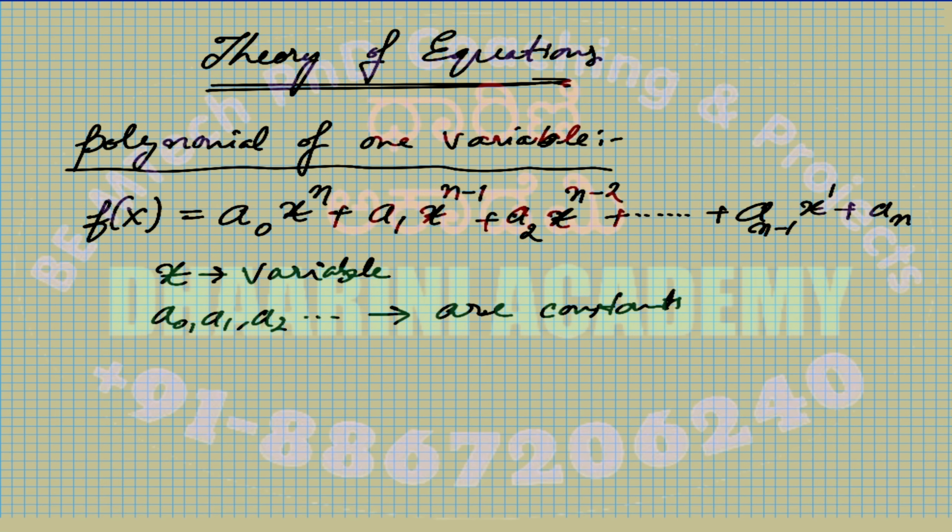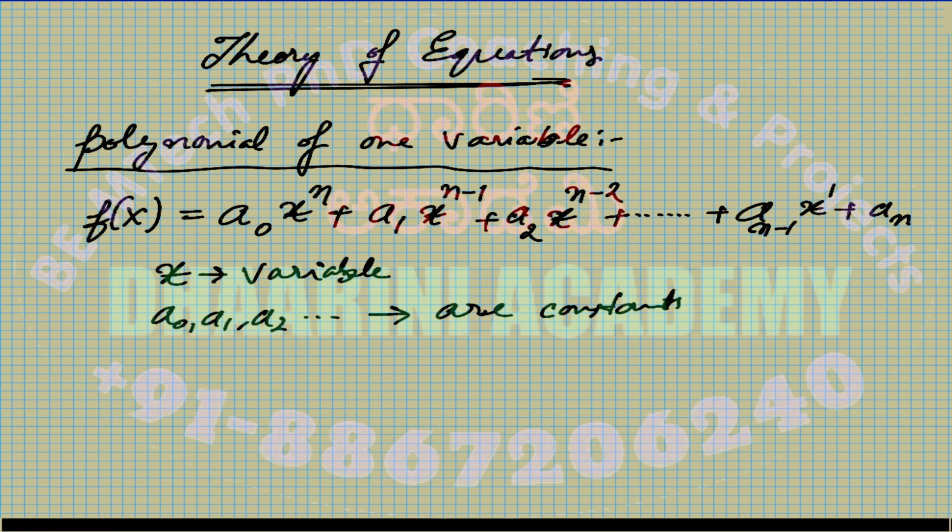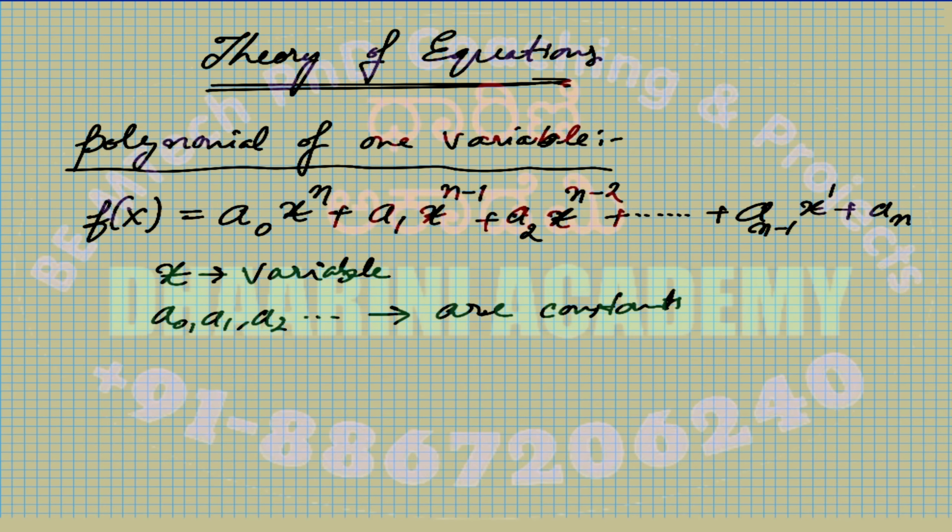If this is the equation, if we can write something like this, this is called a polynomial of one variable, and the variable is x over here. Varieties of polynomials are possible, like real. The x is a real quantity. If the solution of this equation is real, then the polynomial is said to be a real polynomial.